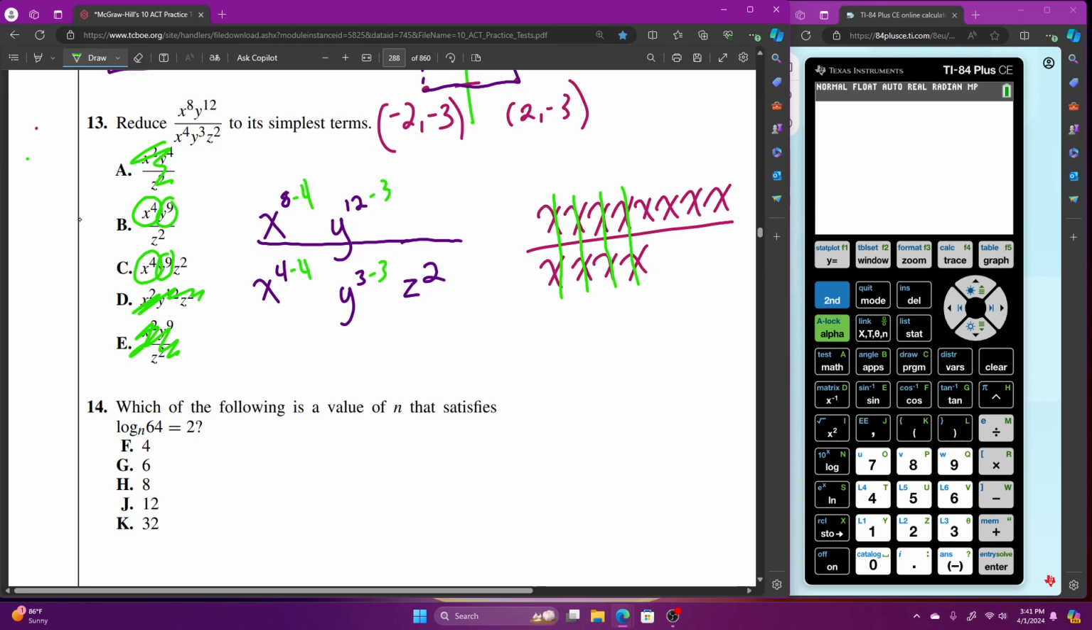Well, answer choice C doesn't have a fraction left. But is the rule that you're just allowed to move whatever's left at the bottom to the top? No, because you'd have an invisible z to the power of 0 minus 2. That'd be z to the power of negative 2. So that's wrong. Only answer choice B is correct.